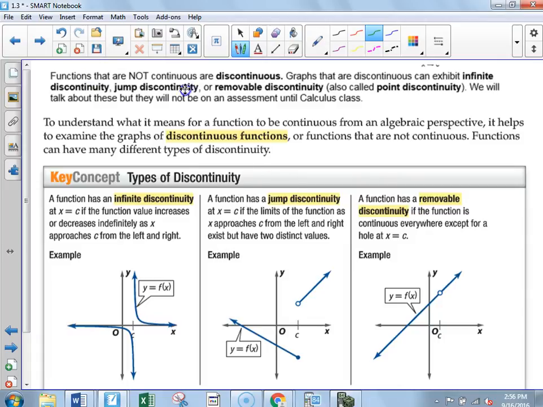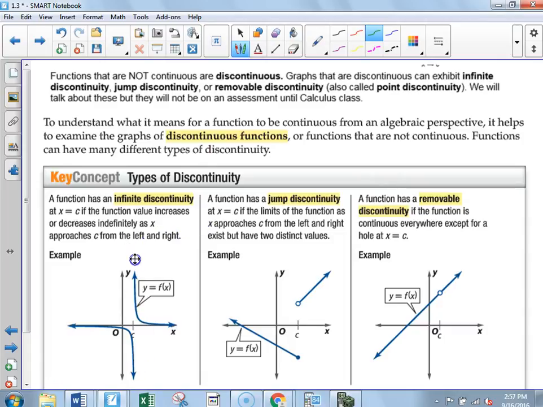All right, functions that are not continuous are called discontinuous. Okay, I'm going to take a deep breath and read this sentence because it has a lot of syllables. Graphs that are discontinuous can exhibit infinite discontinuity, jump discontinuity, or removable discontinuity, also known as a point of discontinuity. Okay. We will talk about these, but you will not be asked on an assessment to differentiate between the three until calculus class, okay?